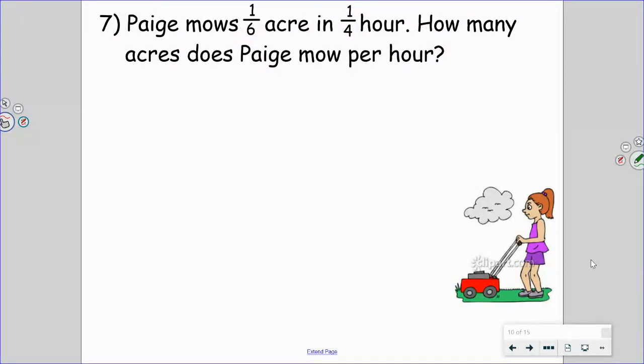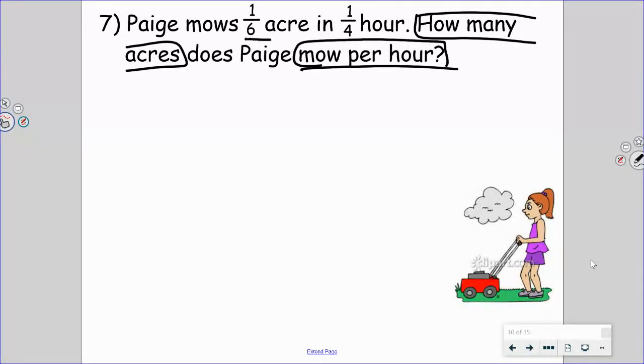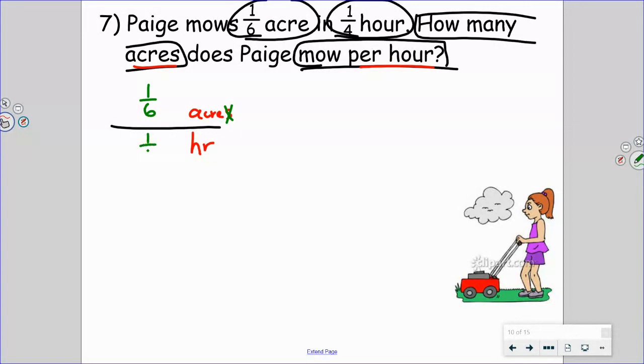Let's go with example 7. Page mows 1/6 of an acre in 1/4 of an hour. How many acres does Page mow per hour? That's the question. How many acres mow per hour? 1/6 of an acre, 1/4 of an hour. Now the first thing I do is I check the per hour, means hours go down below, acres will go up top. And that helps me place the numbers appropriately. 1/6 of an acre in 1/4 of an hour.